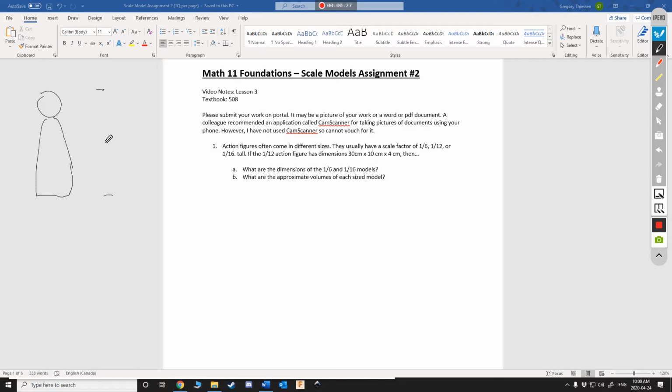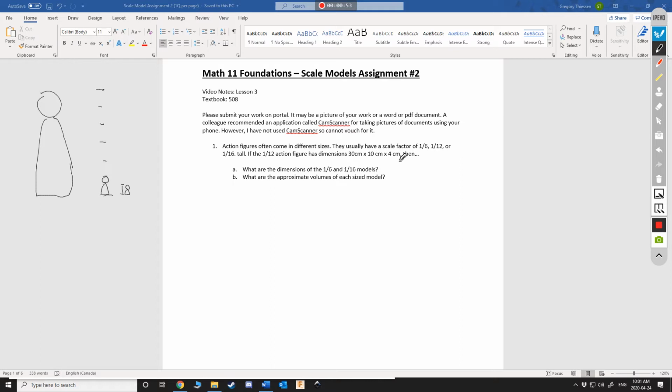So if I were to divide this guy up into 6 pieces, 1, 2, like so, a 1/6 scale model of that figure would be that big. A 1/12 model would be half that size, and a 1/16 would be even smaller. Okay, so here's the question: what are the dimensions of the 1/6 and 1/16 model?